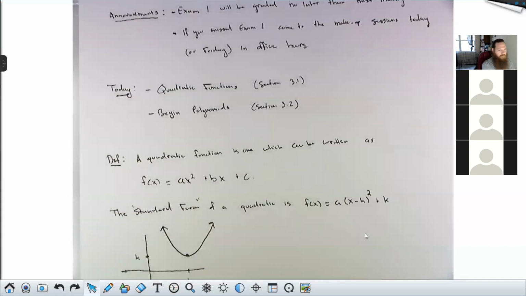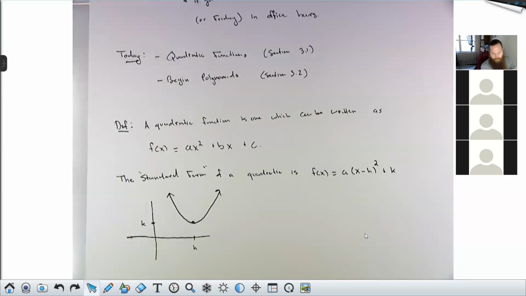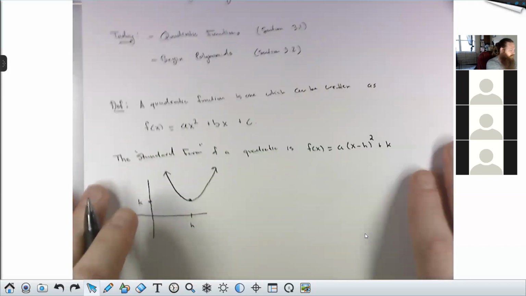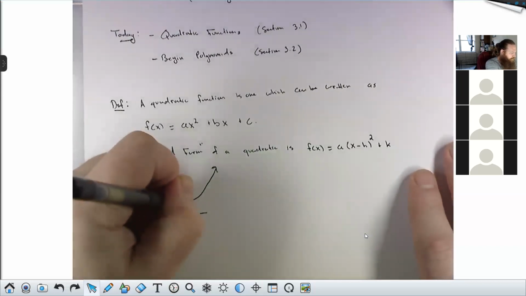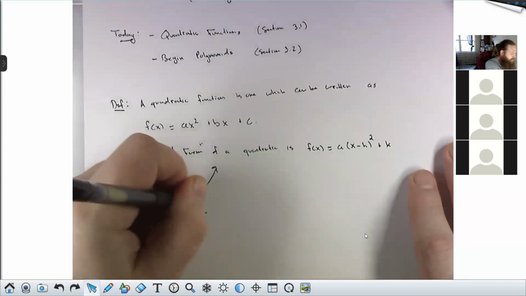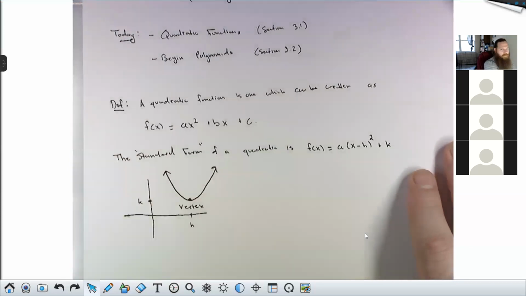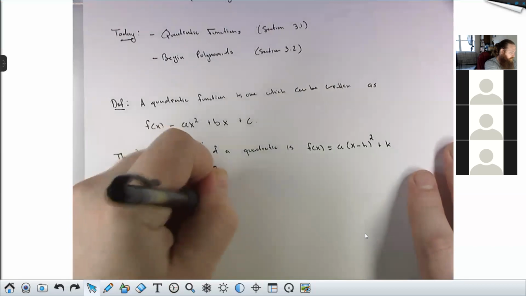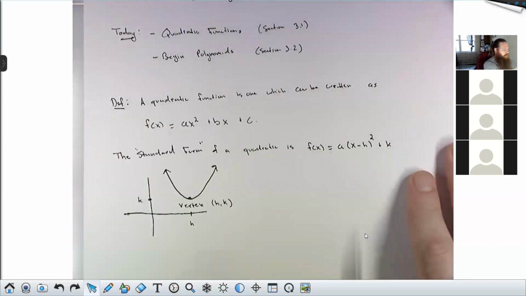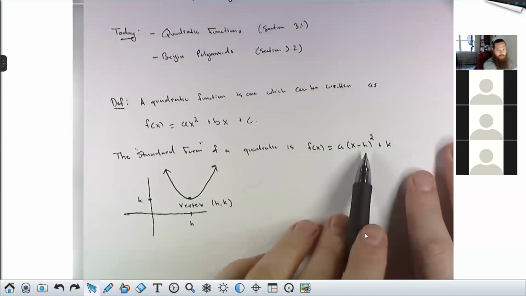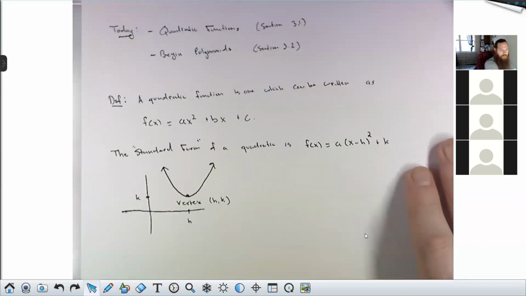The graph of such a function looks something like this. If a is positive, the graph will look like I've drawn it here. The shape is called a parabola. And this point where the graph turns around is called the vertex, and it's usually labeled with coordinates h, comma, k. That h is this h, that k is this k.